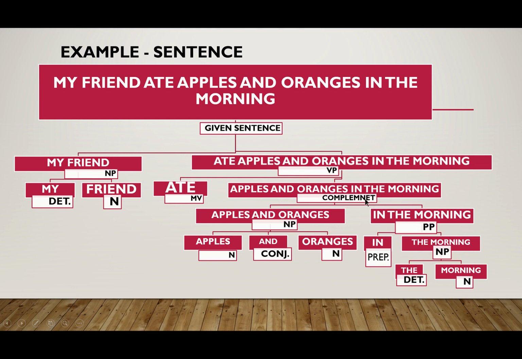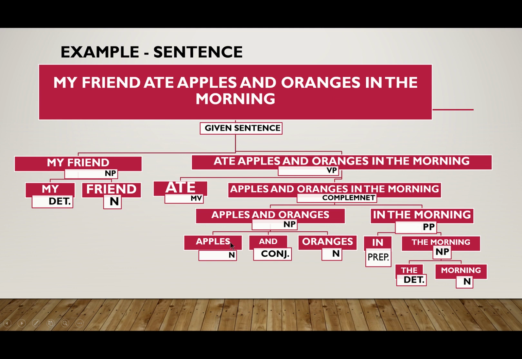Right, now this complement, I'm sorry about the spelling, complement. Now apples and oranges in the morning can be further divided into apples and oranges, which become the noun phrase, and in the morning becomes the PP, that's a prepositional phrase. So we leave the PP there for the time being, and we come over to apples and oranges. Now this can be divided into three because it has a conjunction in between. Okay, so we divide it into apples and oranges. So apples will be a noun and will be a conjunction.